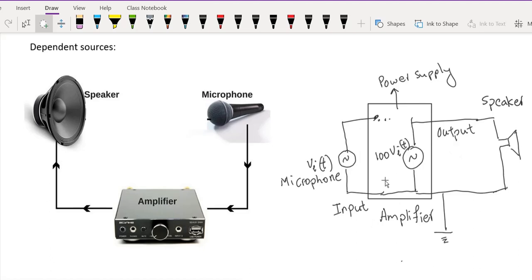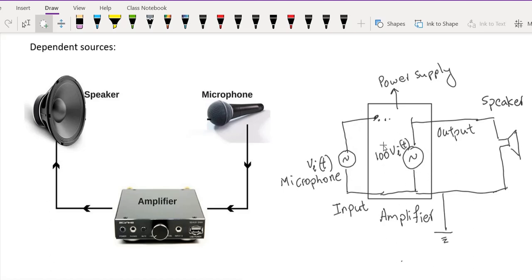At the output side, the same input voltage reappears, but now it is magnified by 100, hence the word amplification. If you just look at the output circuit here, you have a voltage source, and the value attached to the voltage source is not independent of the rest of the circuit. See, the voltage source here depends on what the voltage at the input is. So that is why this is a dependent source.